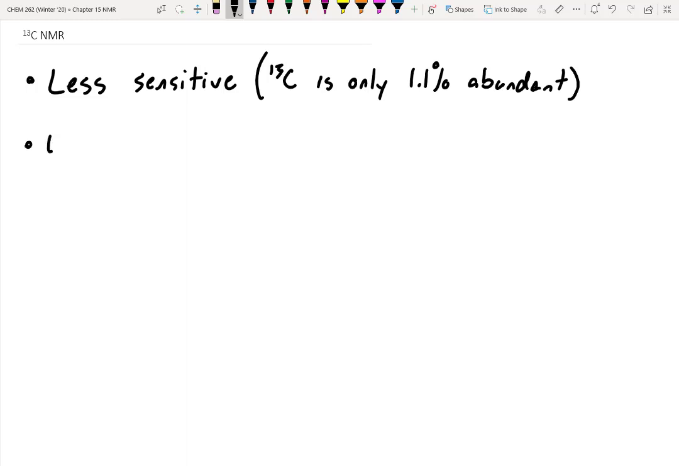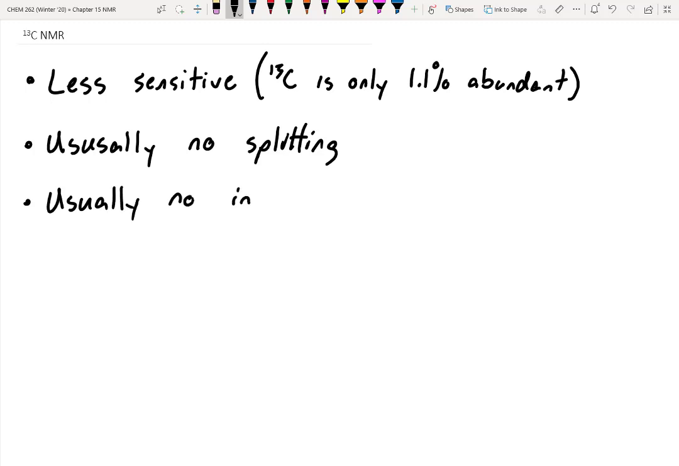All right, second thing is usually no splitting. Which is kind of nice. There are certain carbon NMR experiments where you can actually see splitting, and it will be split by the number of protons immediately attached to that carbon. When we go back and do ACS review, I'll show you some tips and tricks for how to handle that. It's not super common though in our textbook. Second thing is there are usually no integrations. Because it's less sensitive, it's a lot harder to get accurate integration values, so we just normally don't do that.